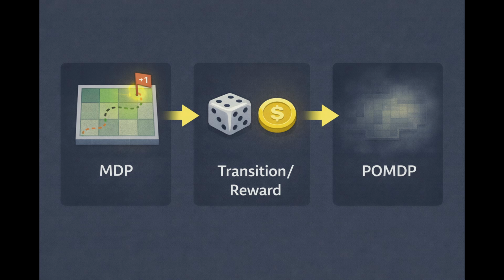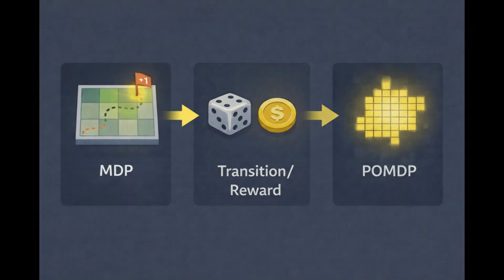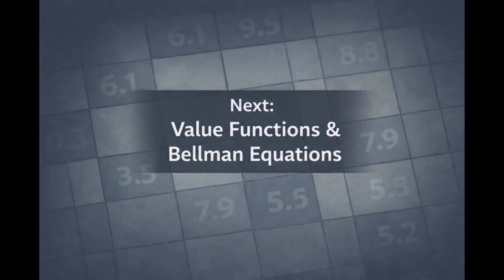If you understand these three layers, you're holding the blueprint that most RL methods build on: value functions, Q-learning, policy gradients, actor-critic. All of it plugs into this framework. In the next video, we can take one concrete example, like a grid world or a simple robot navigation task, and derive the Bellman equations visually so you can see exactly why value is such a central concept.